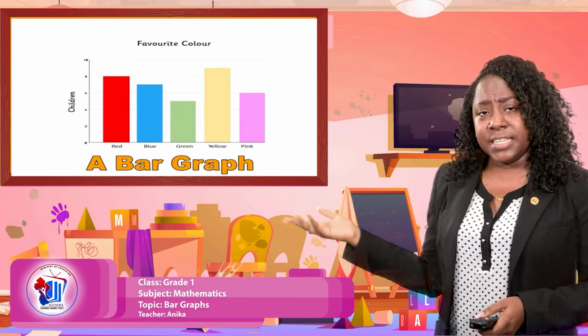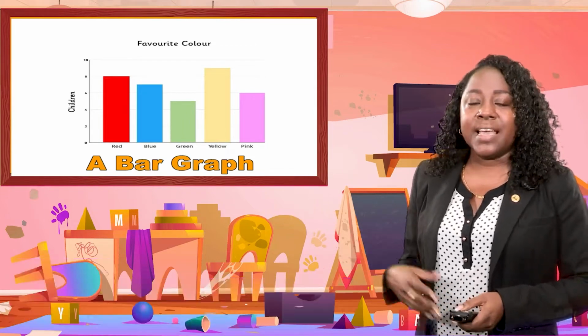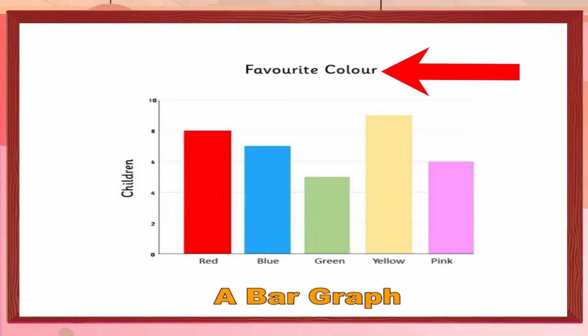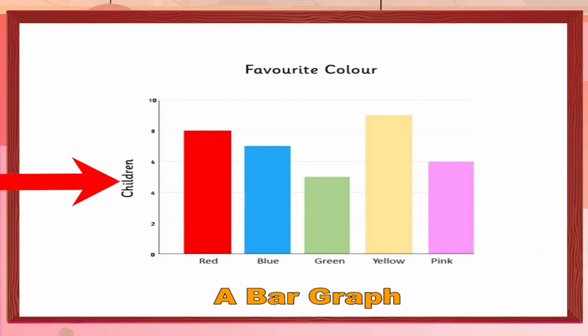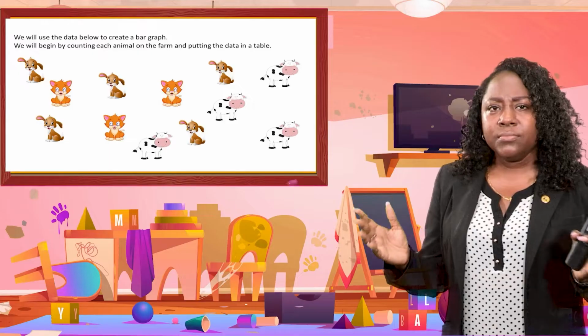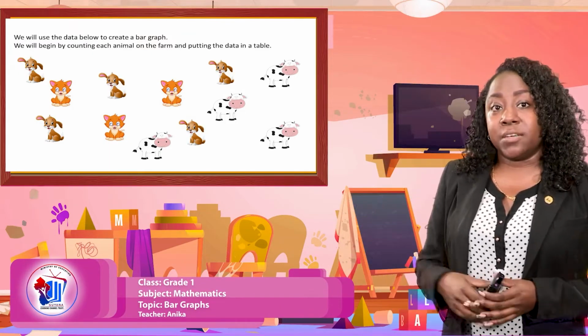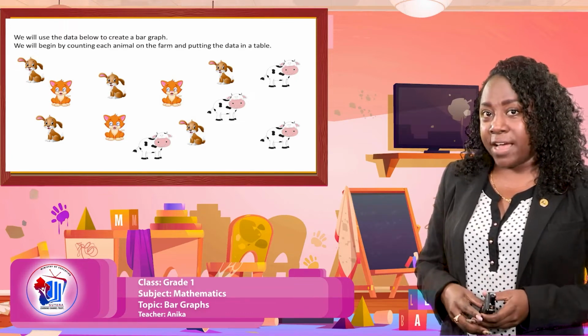Here again, you can see the picture of another bar graph carrying various colors. We have words at the top, words at the bottom, words at the side, and if you look carefully, you can also see numbers at the side. I'm going to explain the bar graph a little more for you to understand. So let's do an exercise. We will use the data to create a bar graph.